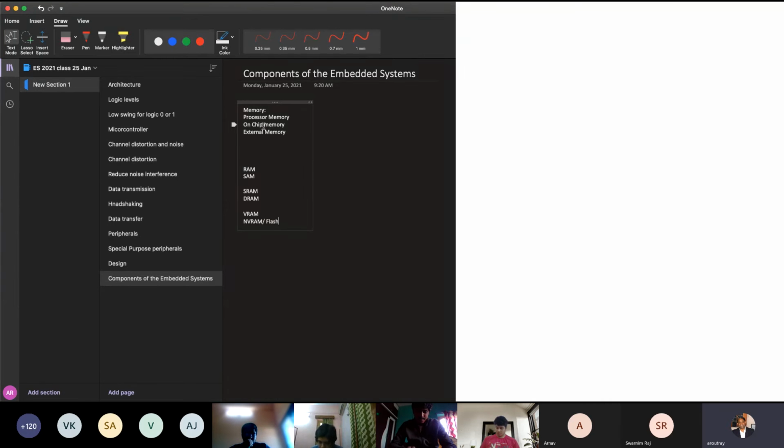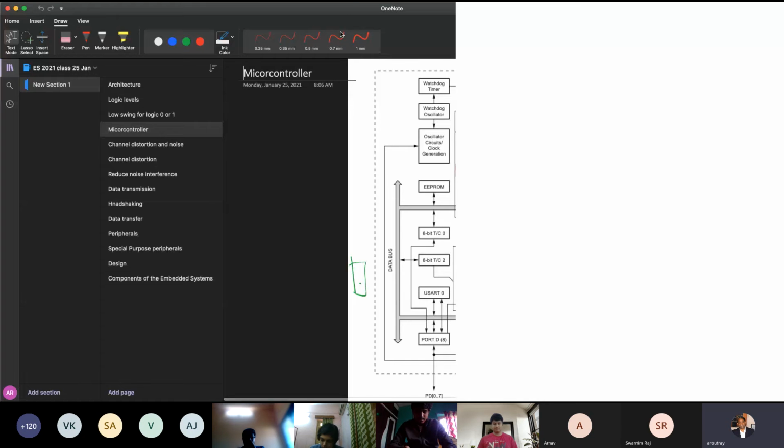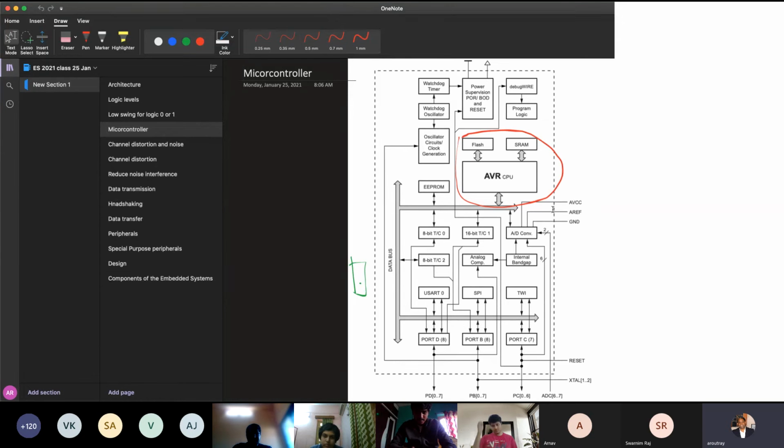So we'll talk about this. On-chip memory is the kind of registers. In this particular microcontroller, we have 32 registers which we can manipulate. So it is on-chip memory. And the external memory is like static RAM, code RAM, that is flash RAM, etc. You can see here this is external memory, but these are on chip, on the same chip: flash, SRAM, etc. EEPROM is also an on-chip memory. So these are basically on chip.